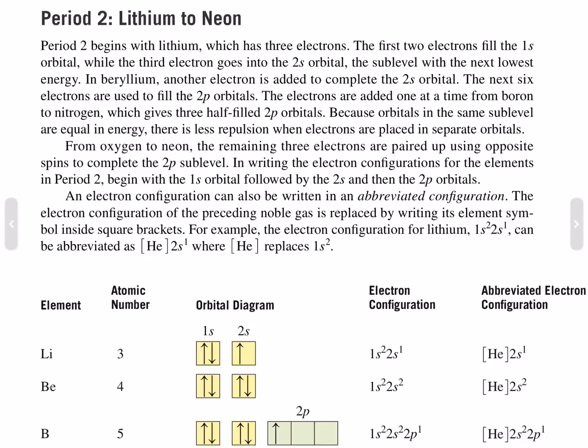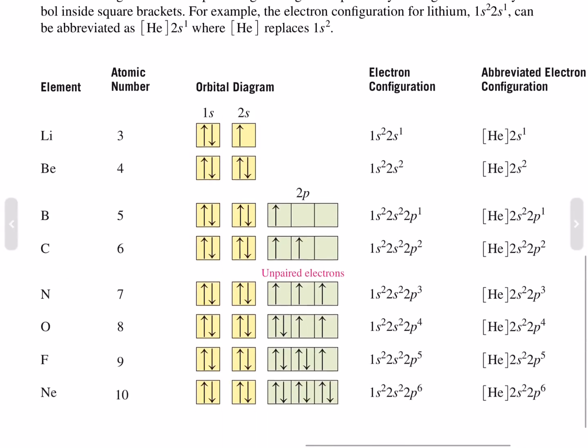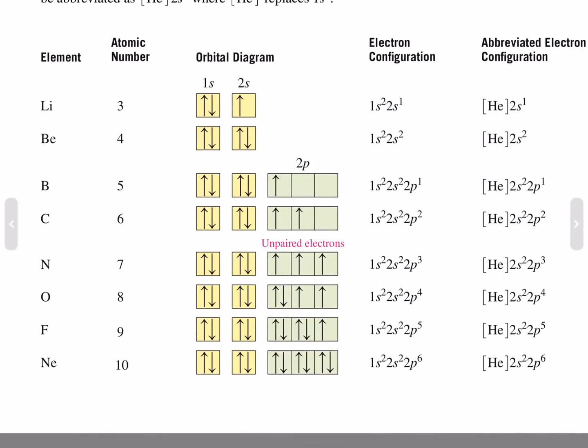An electron configuration can also be written as an abbreviated configuration. The electron configuration of the preceding noble gas is replaced by writing its element symbol inside square brackets. For example, the electron configuration for lithium, 1s2, 2s1, can be abbreviated as [He] 2s1, where helium replaces 1s2. So neon, for example, is 1s2, 2s2, 2p6, which is the same as [He] 2s2, 2p6.